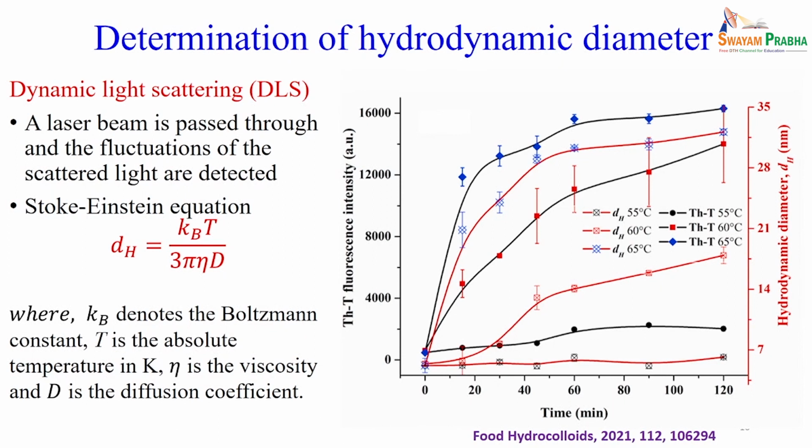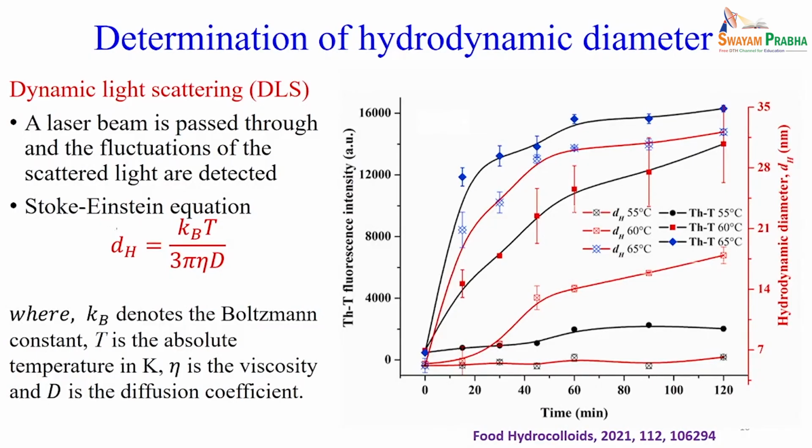And as I told, if there is an unfolding, then definitely there is a change in its size or hydrodynamic diameter. So, that we typically measure using dynamic light scattering. Here we pass a laser beam through the sample, and the fluctuation of scattered light is detected, and the fluctuation in the intensity is autocorrelated to get the diffusivity, or you can say the diffusion coefficient, and the diffusion coefficient is related to the hydrodynamic diameter using the Stokes-Einstein equation.